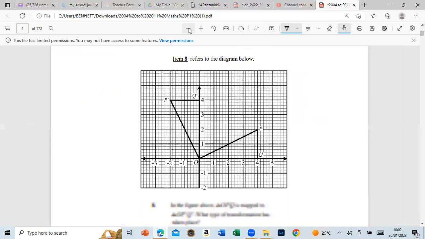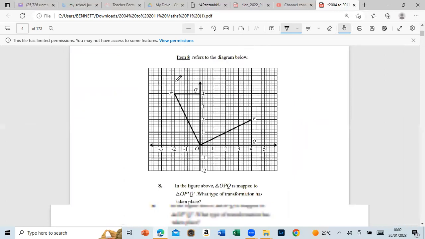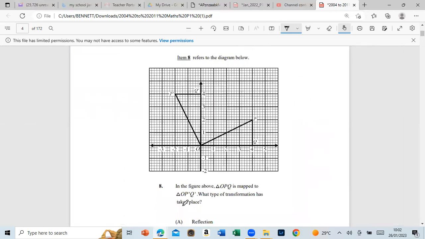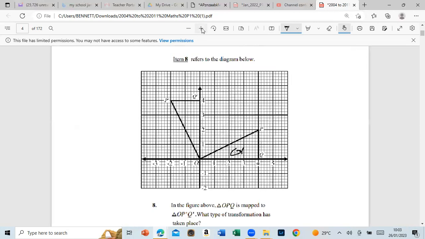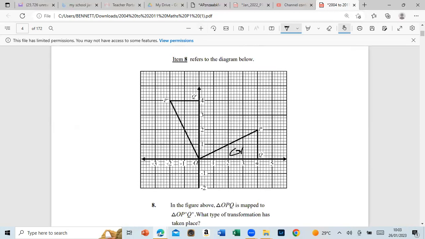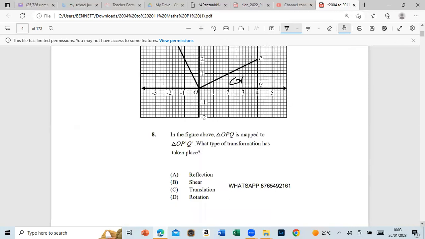You guys can see everything. Item 8, refer to the following diagram. In the triangle above, OPQ, which is this one right here. This is the original. Let's identify this. What type of transformation has taken place? Oh, the type. So it's just what type, alright? And let's see the options. Reflection, shear, translation, and that is clearly rotation.